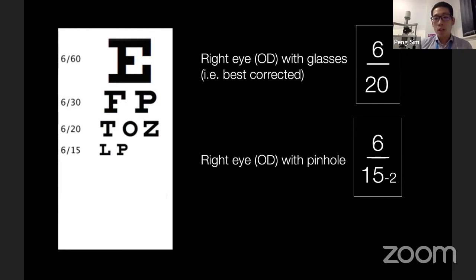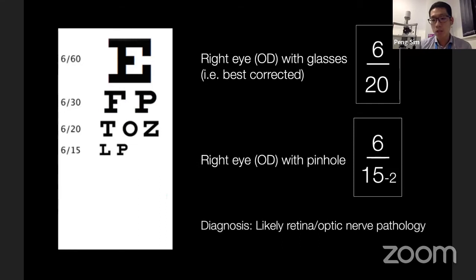So in this scenario, with the pinhole, the vision doesn't improve that much. It only improves by 2 letters. When this happens, you are fairly certain that there is an organic pathology, and in this case, it's to do with the retina or optic nerve. So just a summary point again: if the vision doesn't improve with pinhole, then you're more worried that there is an underlying pathology. If it improves drastically with pinhole, then you know it's likely to be just a refractive error.